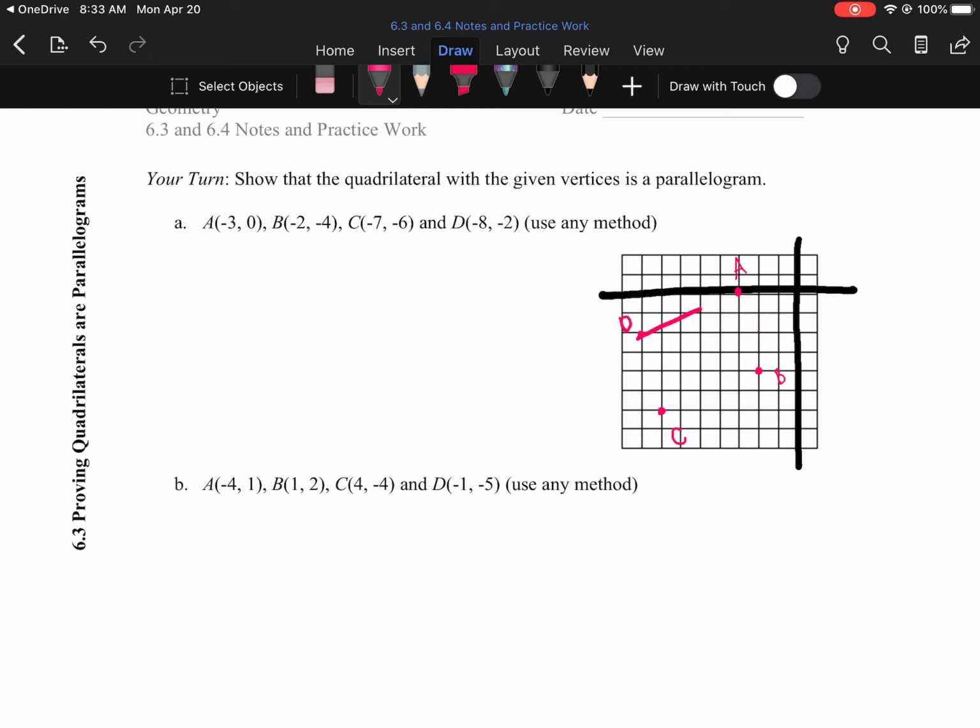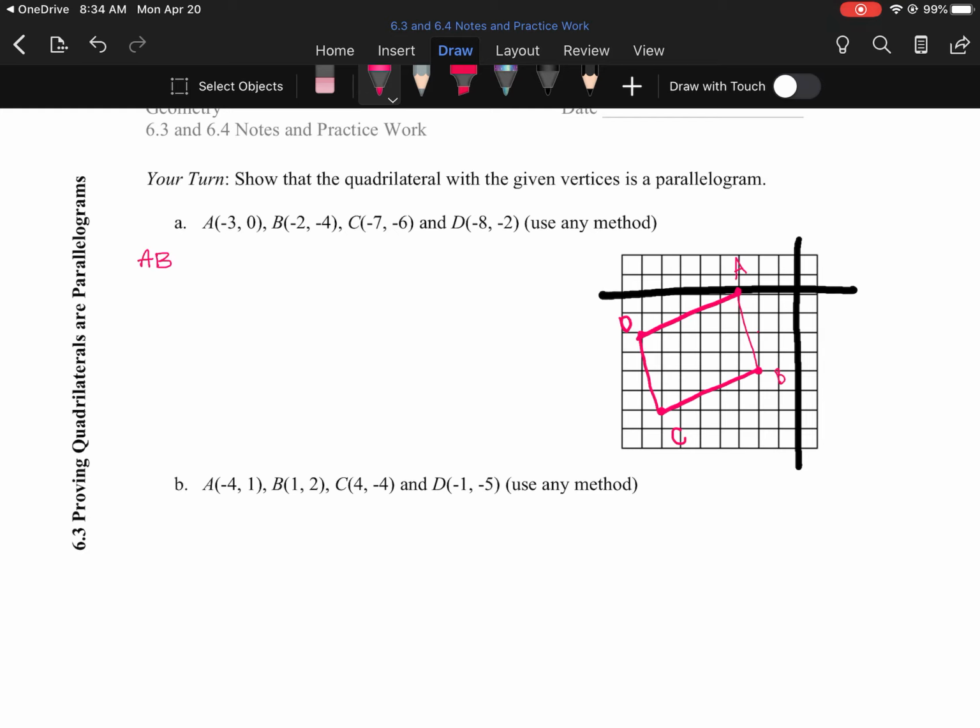So just by looking at it, we can sort of tell that it looks like a parallelogram, but we cannot say, and none of our methods were, yes, it looks like one. So we have to prove it. So I'll do a little bit more here for you guys. I will do both sides. That way, no matter how you did it, you'll be able to check your work.